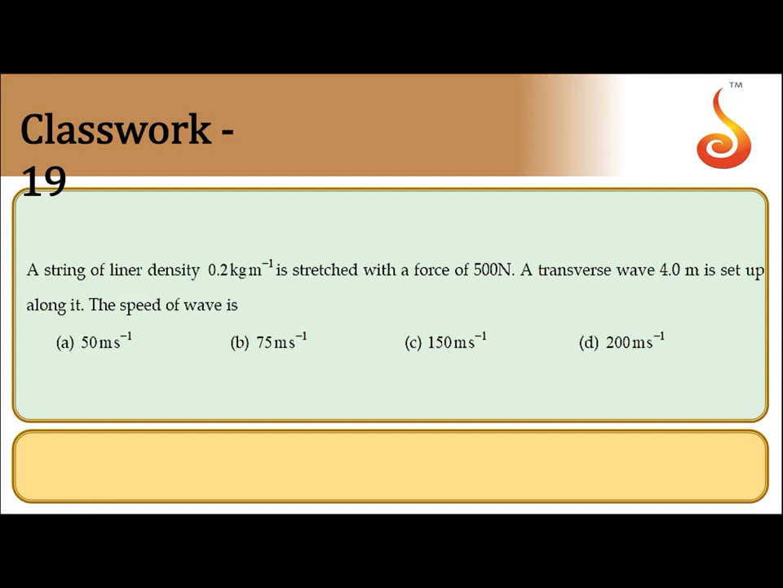So we shall move on to next one. A string of linear density 0.2 kg per meter is stretched with a force of 500 Newton. A transverse wave of 4 meter is set up along it. So this is the wavelength. The speed of the wave is. So they have given wavelength, linear density, and the stretching force of 500 Newton. So you need to find speed of the wave.